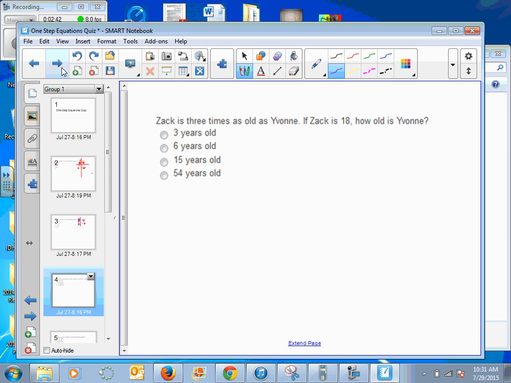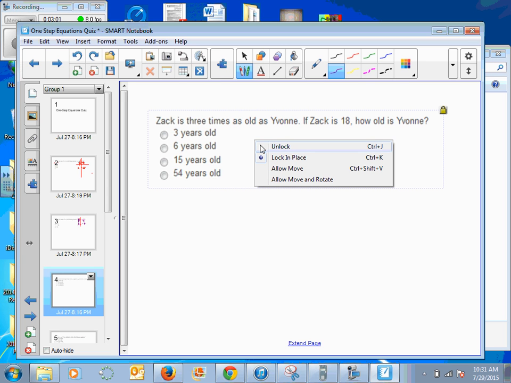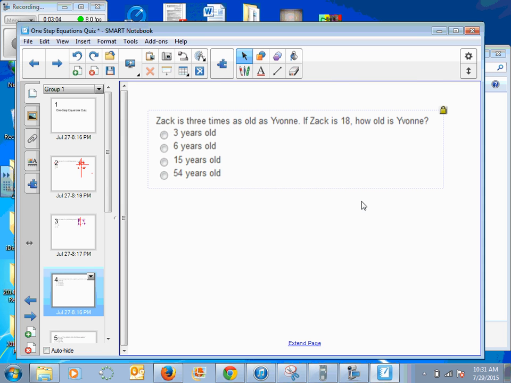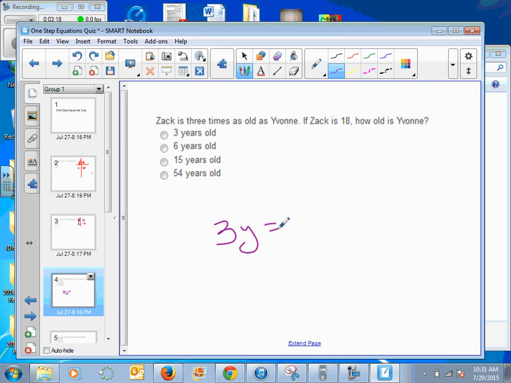Okay, so now a word problem. Zach is 3 times as old as Yvonne. If Zach is 18, how old is Yvonne? We can probably just figure that out, but let's set it up in terms of an equation. What that equation could be is 3 times Yvonne's age is equal to Zach's age, which we know is 18.